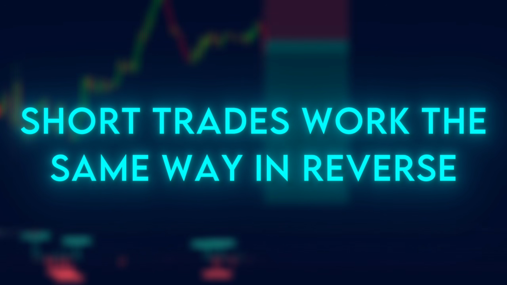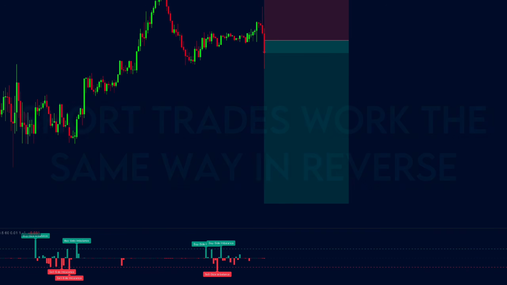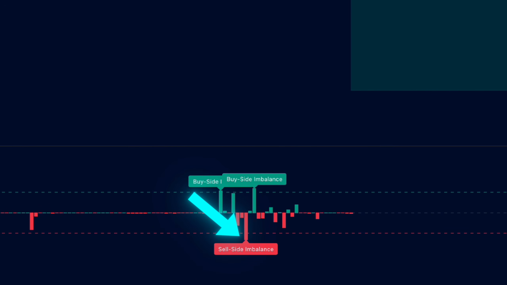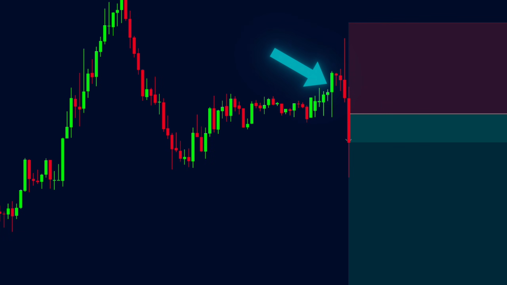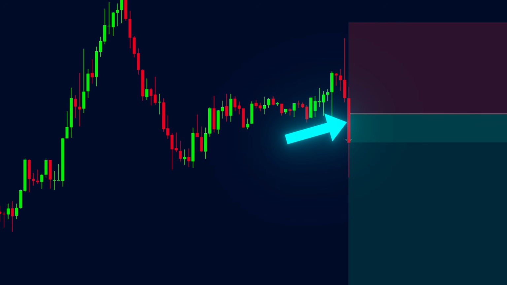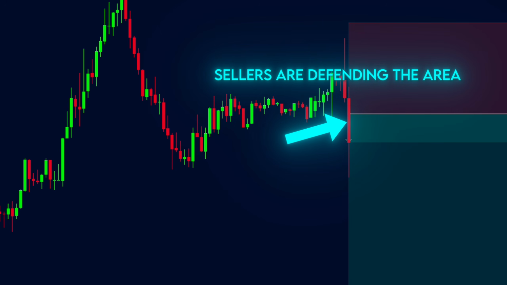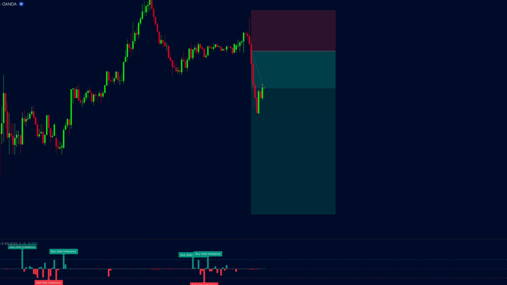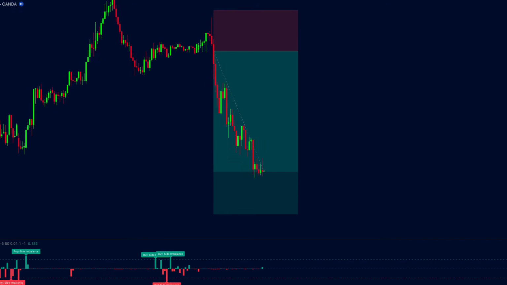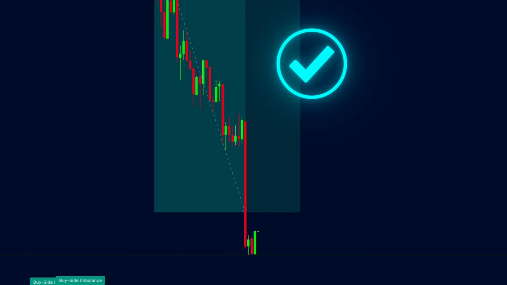Short setup. Short trades work the same way in reverse. First, identify a strong downward move that creates a liquidity void above the current price. Then, wait for price to retrace upward toward that zone. If price enters the void and begins showing bearish rejection, that suggests sellers are defending the area. A short position can be taken once bearish momentum returns. Stops are usually placed above the top of the void. Targets can include the previous low or the next support zone below.